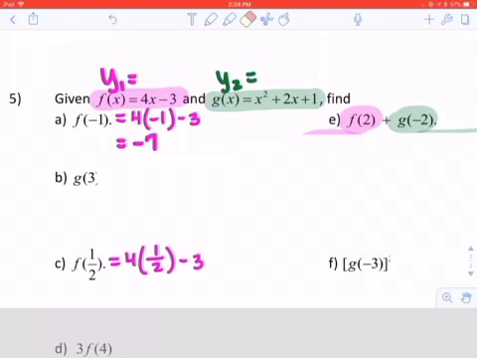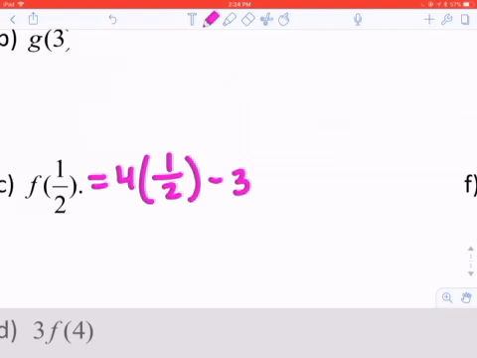All right, so then f of 1/2. Now this one would be tricky to see on your calculator. I did show you how to change the table, but since this isn't a very difficult function to work out, I would probably just do this one by hand. 4 times 1/2 minus 3. Or type it into your calculator like that. Anyways, 4 times 1/2 is 2, and 2 minus 3 is negative 1.